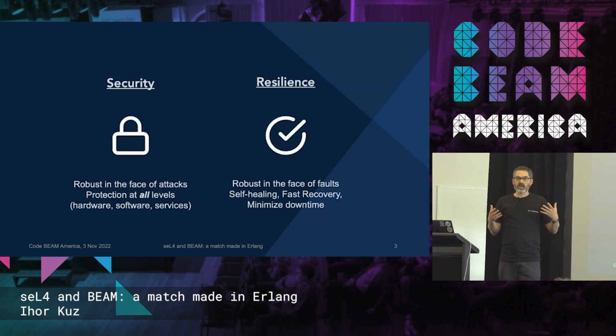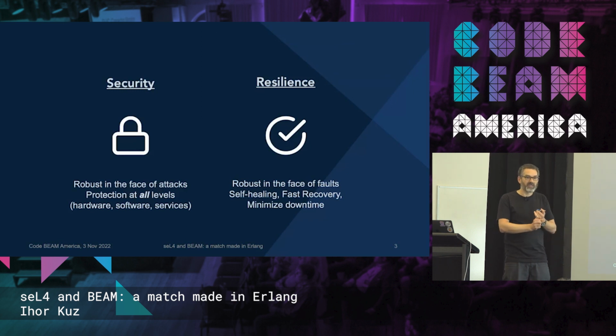If any kind of malicious party comes in and tries to attack these devices, tries to get in there and make them do things they're not supposed to do, the devices need to be robust in the face of those attacks, so they don't succumb to them. Which means we need to have protection at all the levels: in hardware, in the system software, in the application software, and even in the services that they connect to in the cloud or whatever as well. So protection is really important.